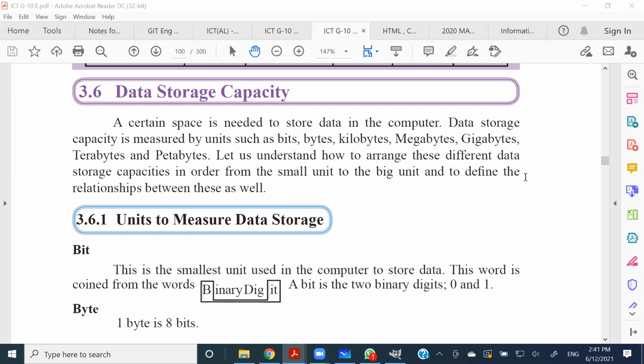If you take a CD, what is the capacity of the CD? Does anyone know? I think you have used a number of CDs, but have you ever searched what is the capacity of a CD? Yes, anyone who knows what's the capacity of a CD? Since you are doing the ICT, it's better you know.